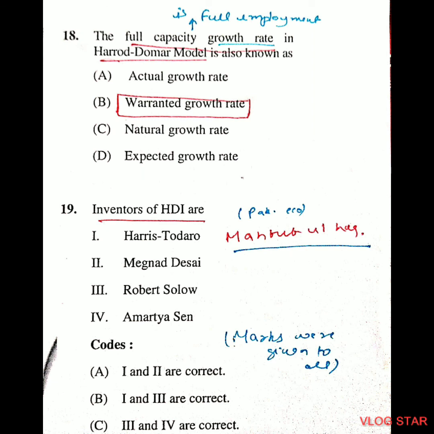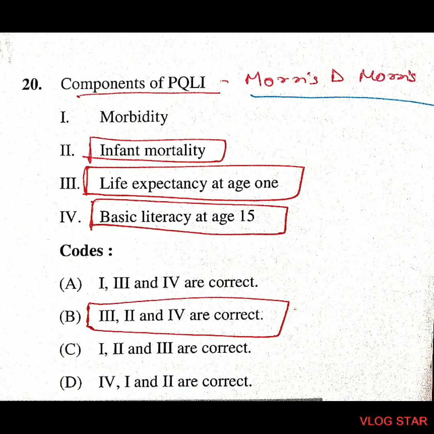Question number 20. What are the components of PQLI? First of all, you must know PQLI was given by Morris D. Morris, and the components are infant mortality, life expectancy at the age of 1 and basic literacy at age of 15. So B is the right answer. Third, second and fourth are correct.